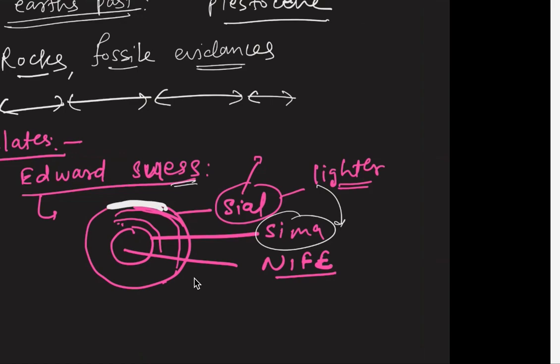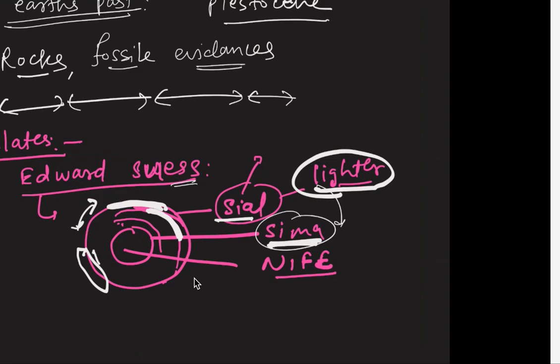The Sial is moving over Sima. Sima is the underneath part. Because Sial is lighter, it is moving over the Sima. They are moving. So if this is the Sial and this is underneath Sima, Sial is moving here and there over the Sima. Just imagine this.